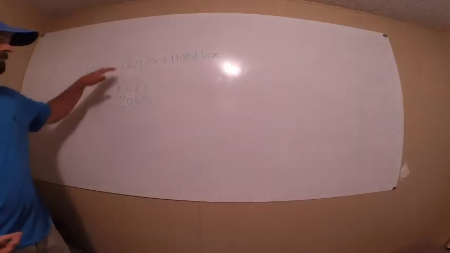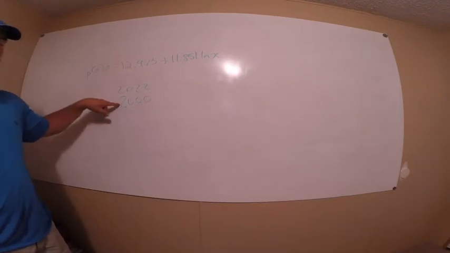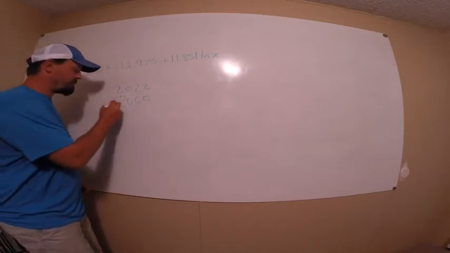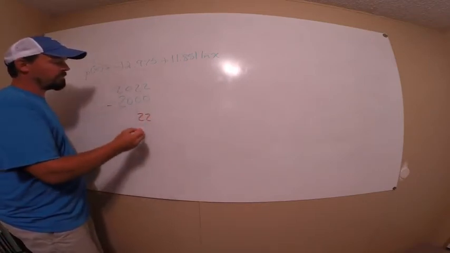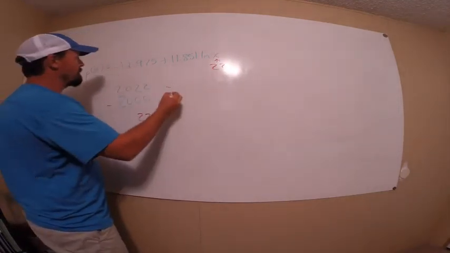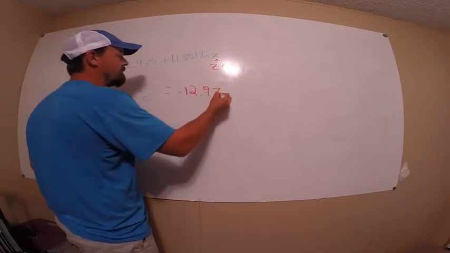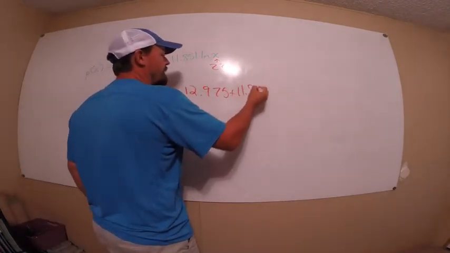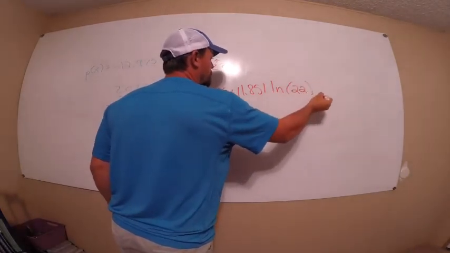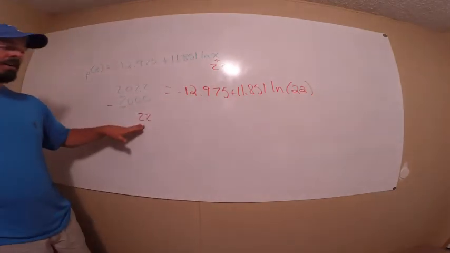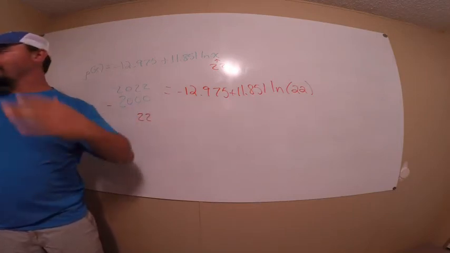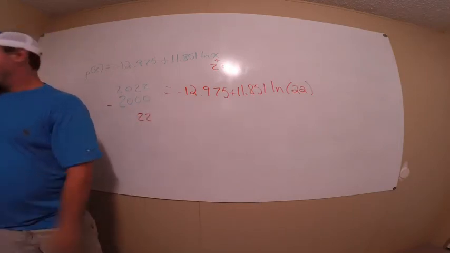All right, so this is the equation. Our initial year is 2000. The year we're wanting to find is 2022. That means we need to find the difference, which is going to be 22. That 22 is what I'm going to plug in for this x, so that my new formula looks like negative 12.975 plus 11.851 natural log of 22. Okay. I wanted to show you how to find the x to use there, show you how to plug it in. Some of y'all are still struggling with that. Now let's put it on the calculator and find us an answer.